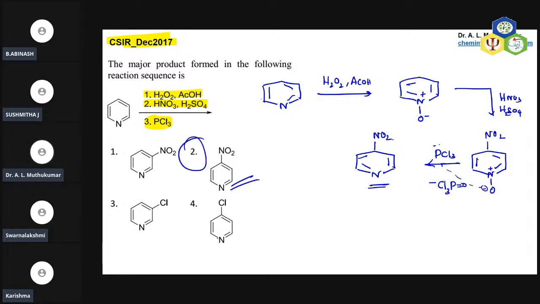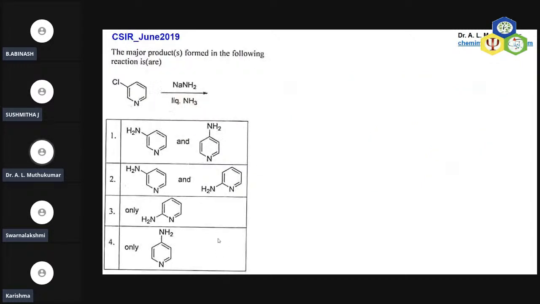Okay, just a 2-mark question. Right. Next question is this one. I think this question was asked, I think 4-mark. Anyway, whatever the mark may be, we need to solve this question. So they have given you 3-chloropyridine, and it is treated with sodamide. What will be the product?